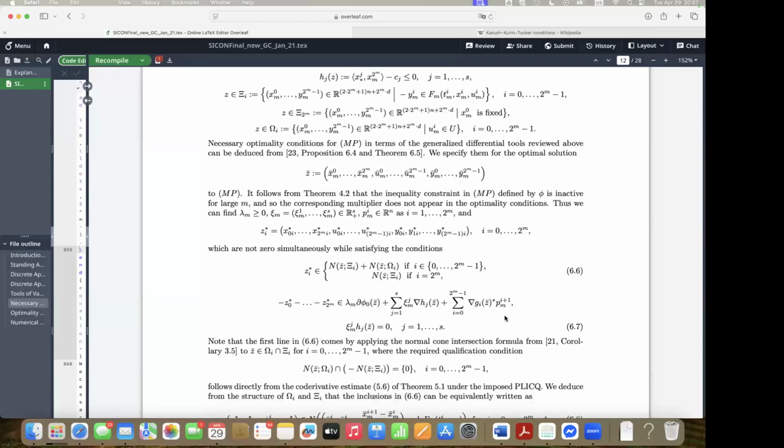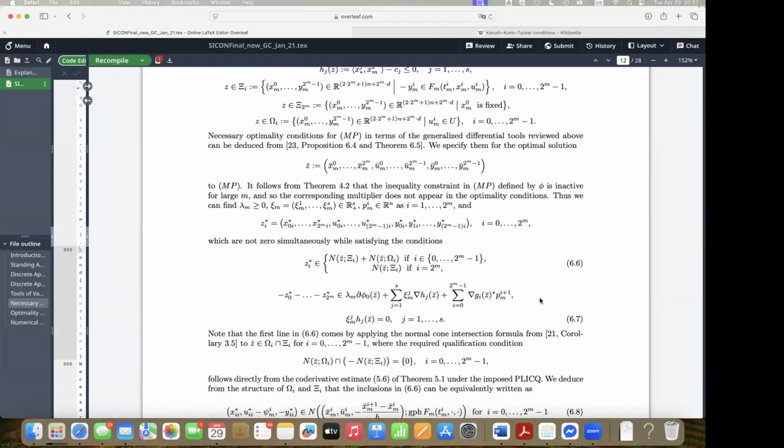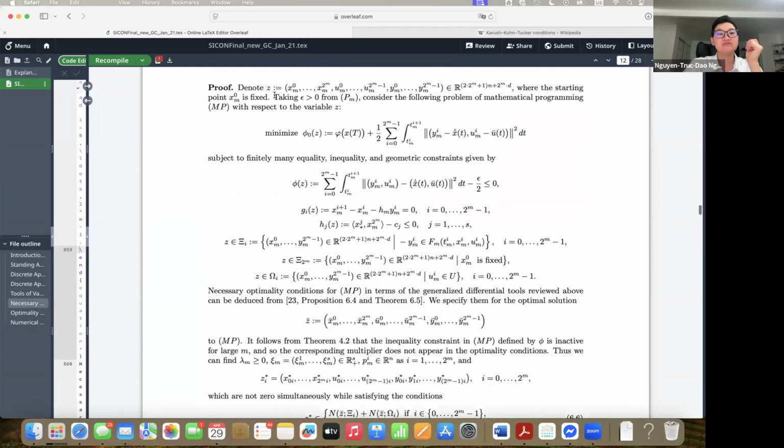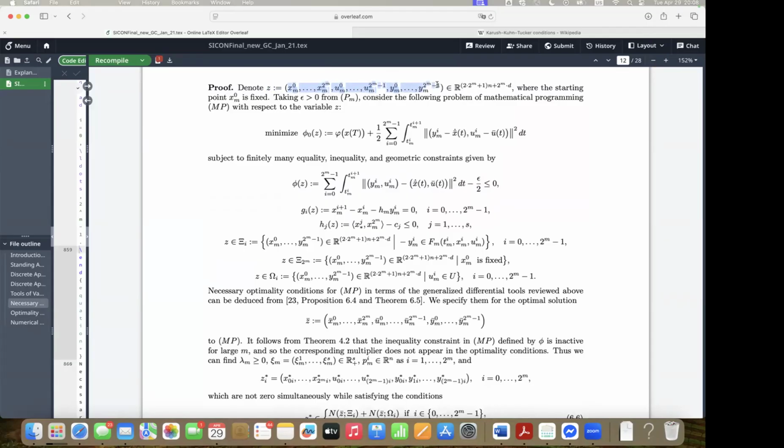Can you explain for me what is Z star? Z star here is the solution for the dual problem. For example, in the continuous problems, you have Z, a set of Z. It's a set of lambda and mu, right?